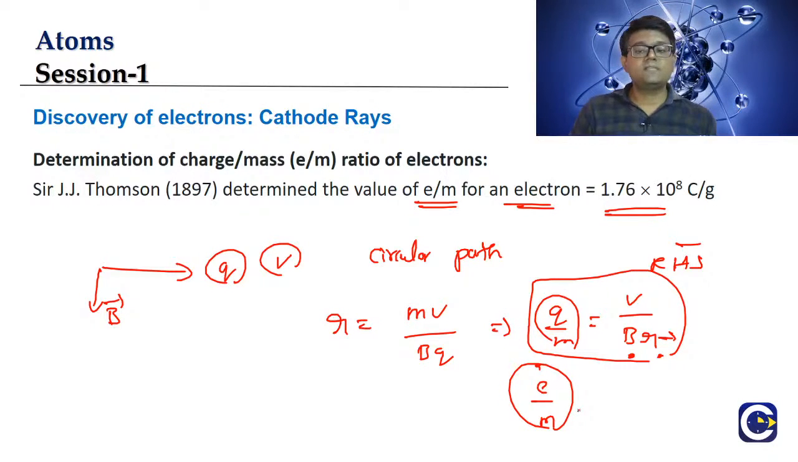So the specific charge value is 1.76 into 10 to the power of 8 coulomb per gram. So this is about the discovery of the electrons.